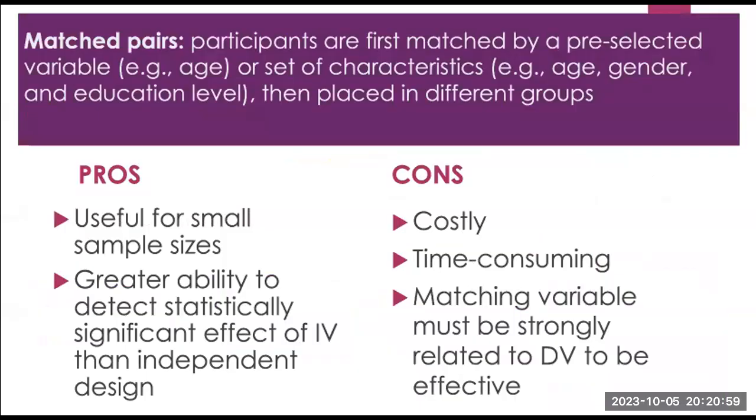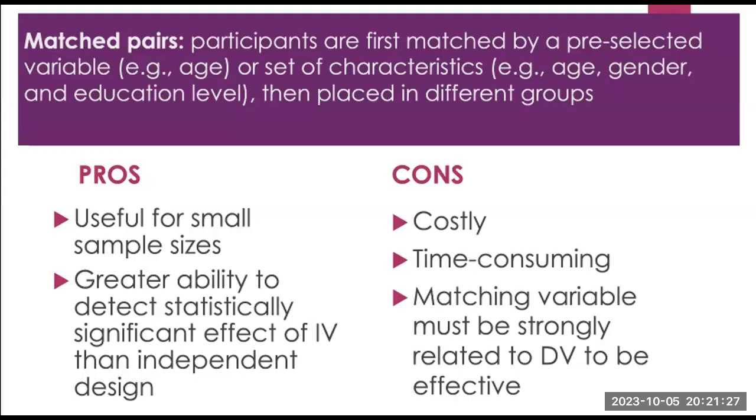Because you're matching, you have greater ability to detect statistically significant effects of the independent variable because you're already kind of matching on an important variable. What are the cons? Well, it's costly because it's time consuming. So that means you're going to have to pay people for more hours, the research assistants in terms of conducting the different matching and the testing that you have to do to make sure they're matched properly.